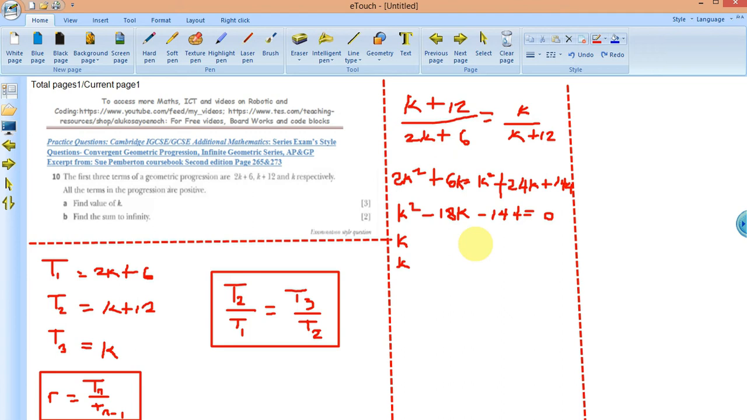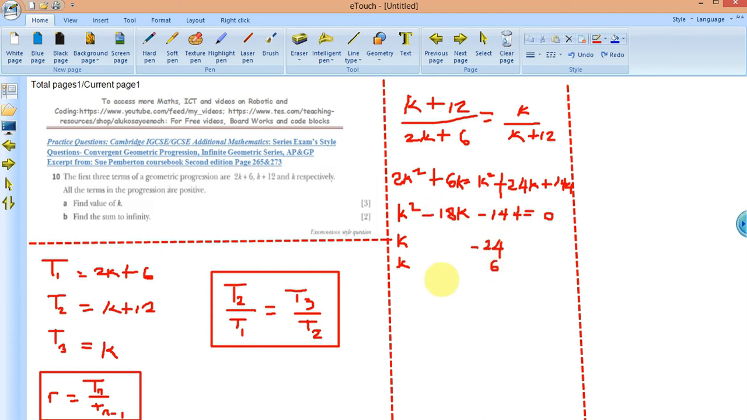So 6 and 24 should go. So yeah, break this one down, that will be 24 and 6. So which one should carry negative now? I want negative, so this should be negative now. Yeah, minus 24 times 6 will give you minus 144, and minus 24 plus 6 will give you minus 18.